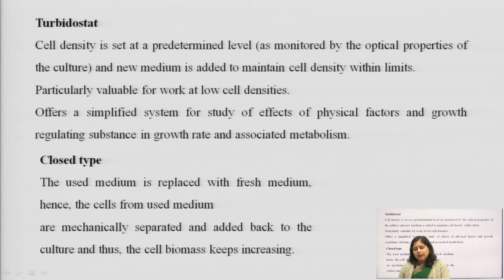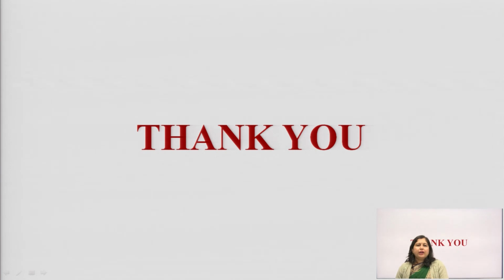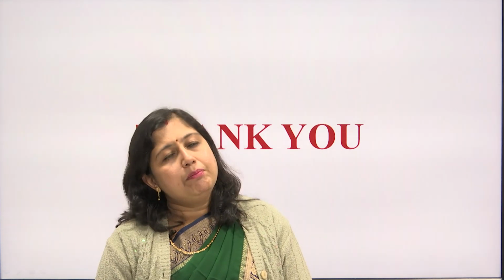Then last is the closed type of suspension culture. The used medium is replaced with fresh medium, and the cells from the used medium are mechanically separated and added back to the culture, and thus the cell biomass keeps increasing. So, in this lecture we have studied the different types of hairy root cultures, what suspension culture is and its different types, and then Callus culture. We have to note that suspension culture and Callus culture are the best techniques for performing subculturing of our plant tissue culture.